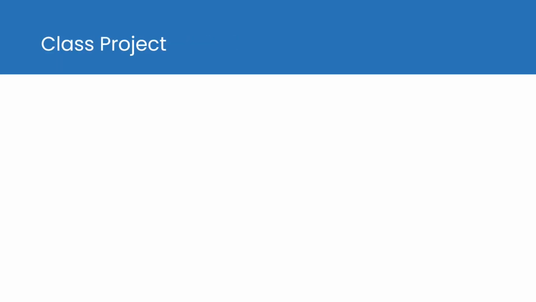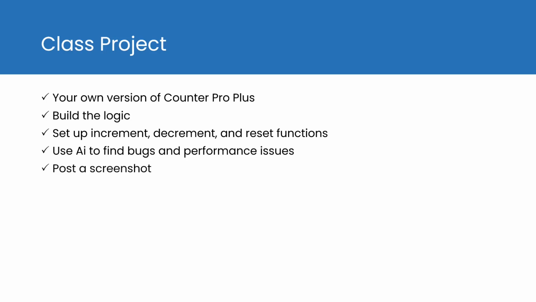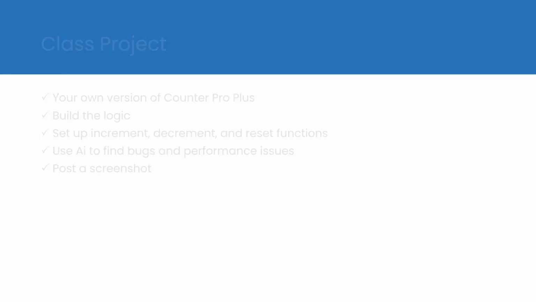For your class project, you'll be building your own version of the Counter Pro Plus app using the main.py file we developed together. You will need to build the logic, set up increment, decrement, and reset functions, then use AI to find bugs and performance issues. Once done, post a screenshot or a screen recording of your app in the project gallery. I can't wait to see what you've built.